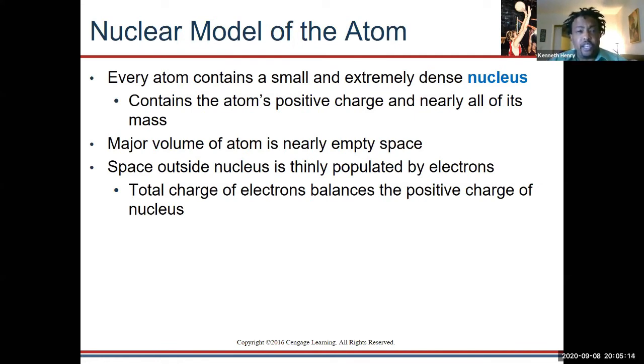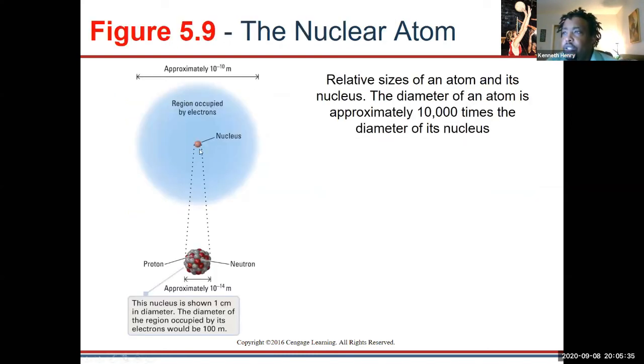You have this nucleus, it's going to be dense. All your positive charge is going to be located there, and that's going to be the bulk of your mass. But the volume of the atom itself is going to be mostly empty space, and that's going to be occupied by electrons. Okay, so let's take a look at that. Here's our nucleus, right in the middle. That's where all your mass is at. On the outside, this cloud here, that's your cloud of electrons orbiting that nucleus.